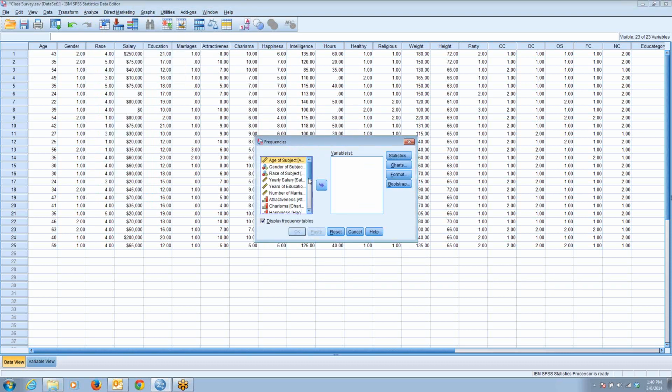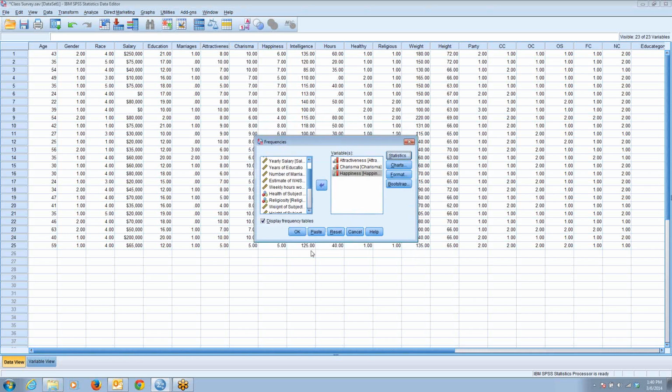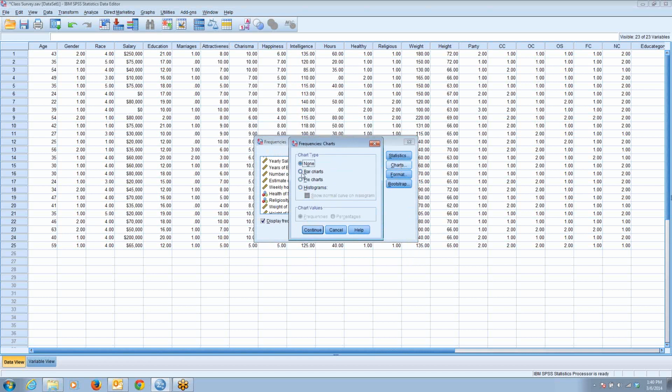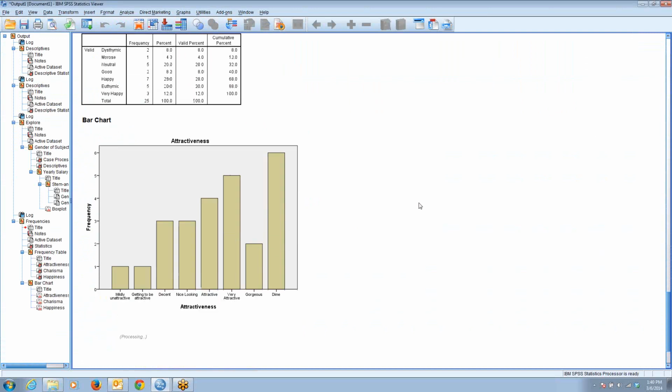Okay, for frequencies, let's say that we have attractiveness, charisma, and happiness, and we want to look at the median. Why would we look at the median for those? The answer is those are ordinal, right? And continue. And then also we'd want to look at, let's just say, bar charts. And continue. And okay.